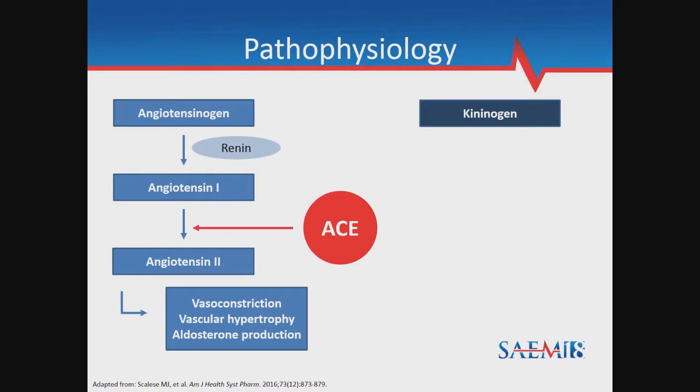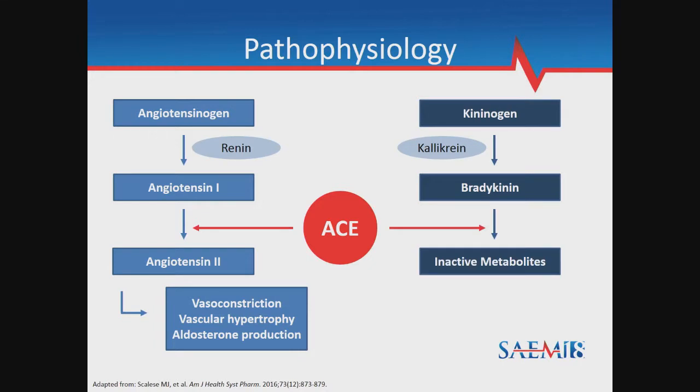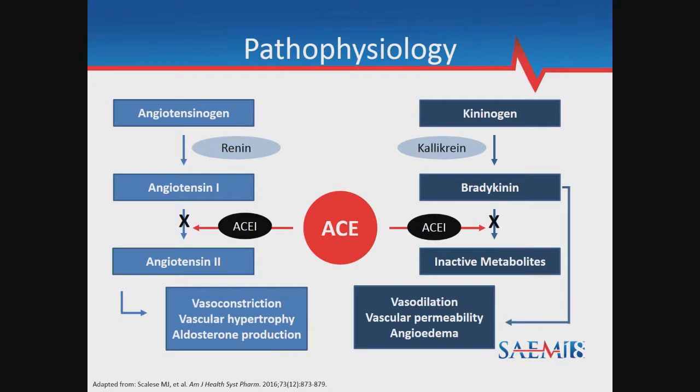On the right, we have another review of the kinin-kallikrein system, the kininogen being converted to bradykinin. Normally, ACE is going to break that down into the inactive metabolites. However, if we have an ACE inhibitor, then we get the accumulation of the bradykinin, and we get the vasodilation, the vascular permeability, and ultimately angioedema.